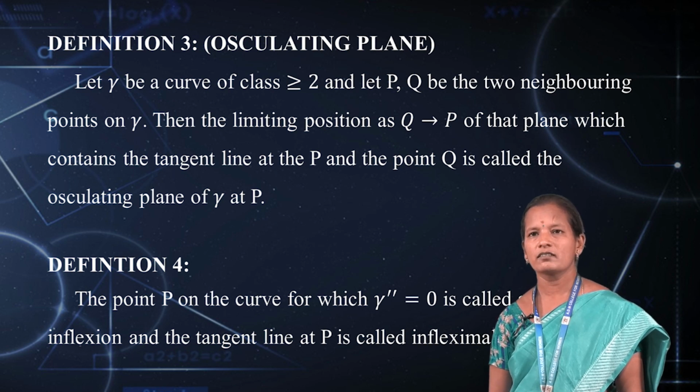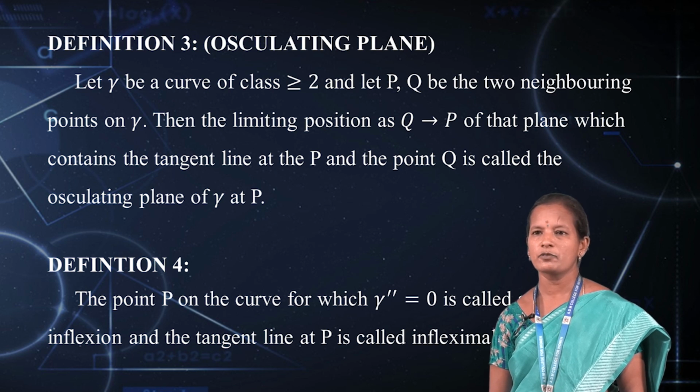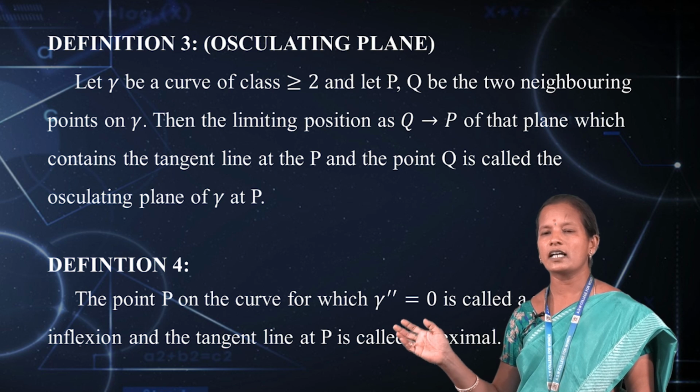Next, the point P on the curve for which gamma double dash is equal to 0 is called a point of inflection, and the tangent line at P is called inflexional.